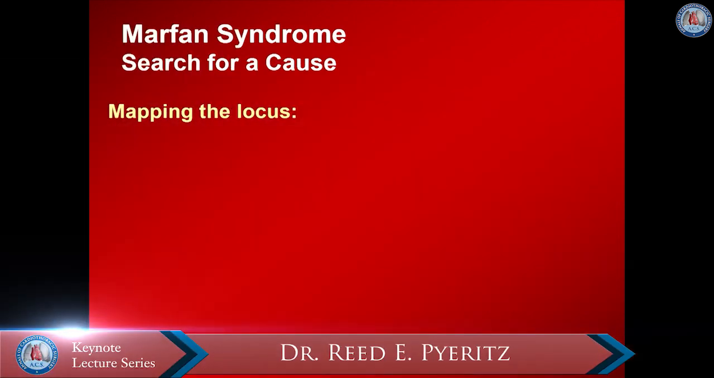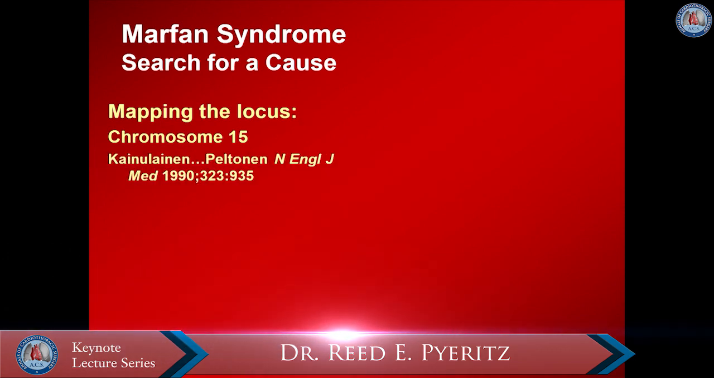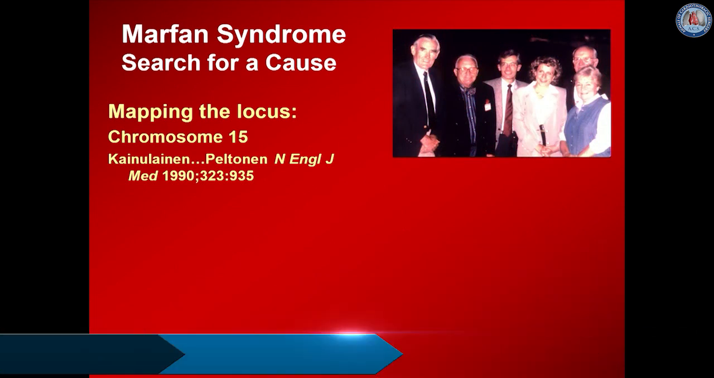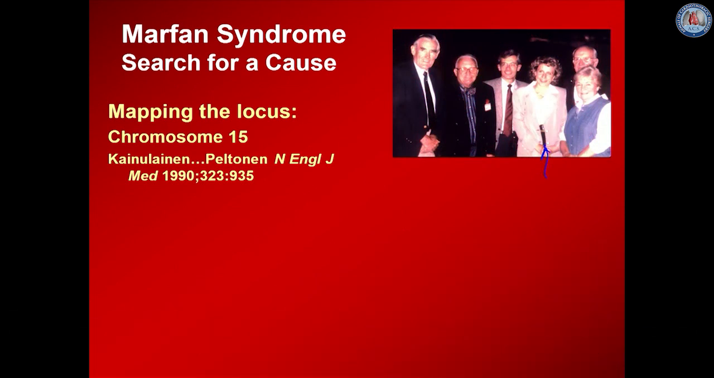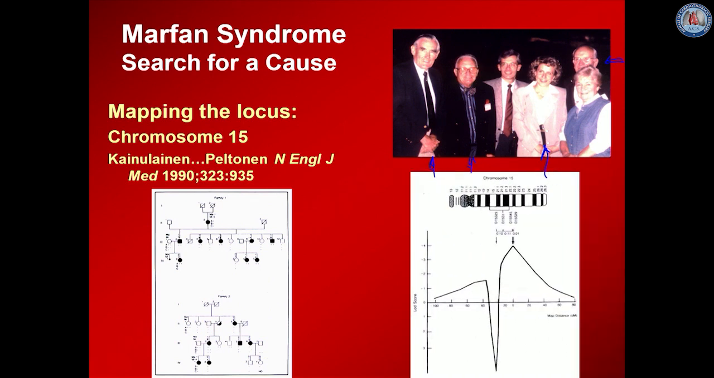The locus was first mapped to chromosome 15 by Leena Peltonen and her group in Finland in 1990. And here we see Leena Peltonen with Vincent Gott and Hugh Bentall and Victor McKusick back in the mid-1990s. Here are the pedigrees that Professor Peltonen used to map the locus for Marfan syndrome to this region on chromosome 15.